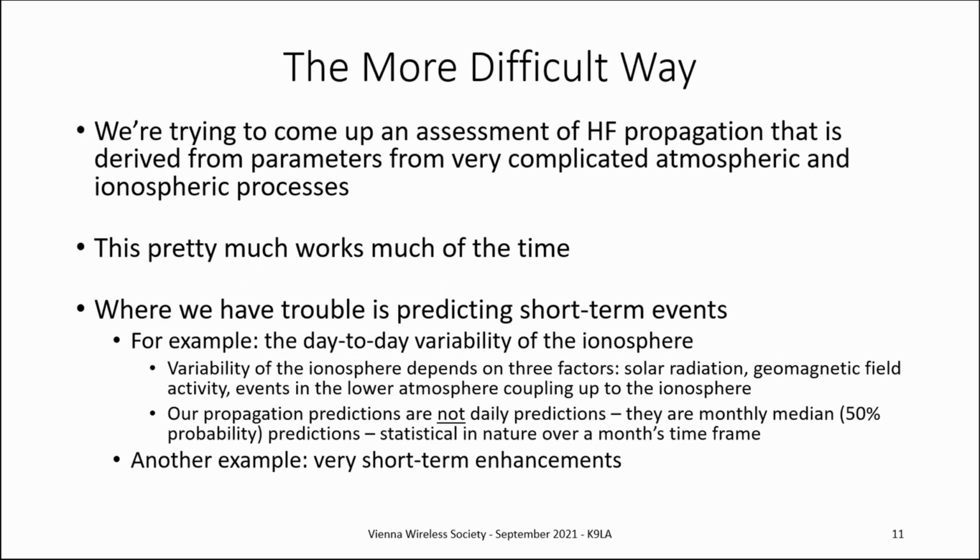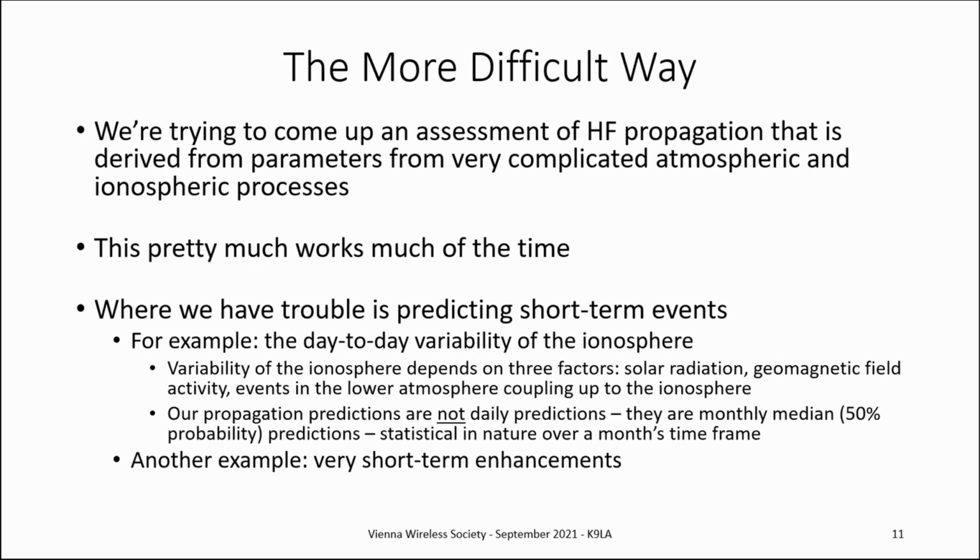The issue is that the variability of the ionosphere depends on three factors. Of course, it depends on solar radiation, extreme ultraviolet and X-rays. But there are two other factors that come into play and ultimately determine how much ionization there is at a given point, at a given time. And those two are geomagnetic field activity and events in the lower atmosphere coupling up to the ionosphere. We kind of understand geomagnetic field activity fairly well. I'm sure there's going to be more work done in that area in the future. But what we don't have a good handle on is those events in the lower atmosphere coupling up to the ionosphere.